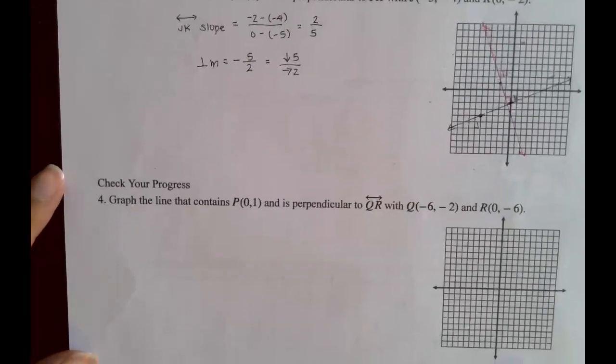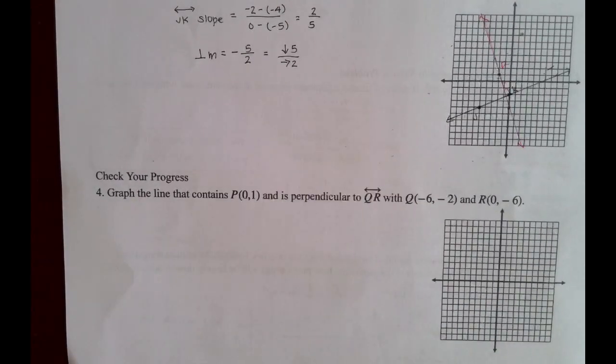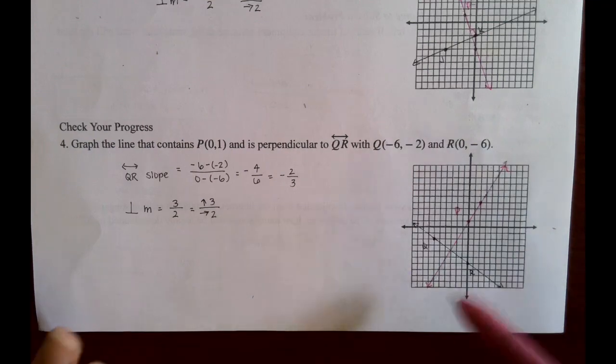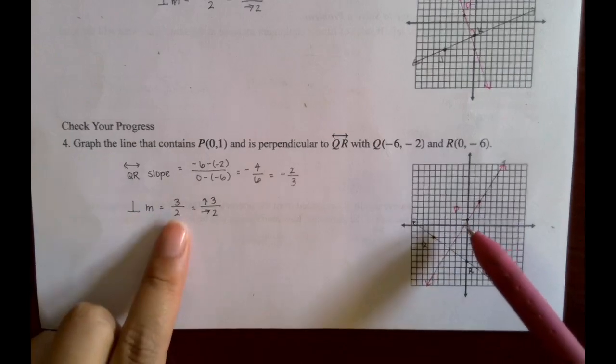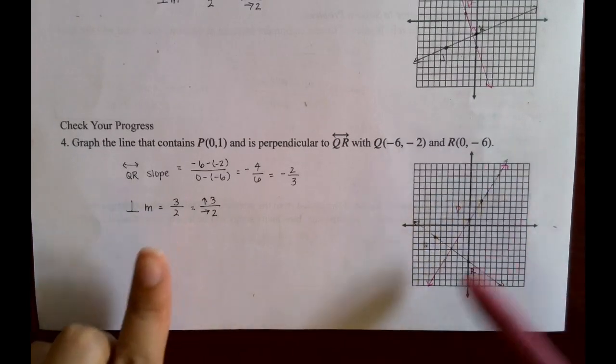Okay, so why don't you try CYP4 and then come check your answer. Okay, this is what you should have gotten. P is at 0, 1, and then your slope should be 3/2. So you go up 3, right 2, and connect the dots.